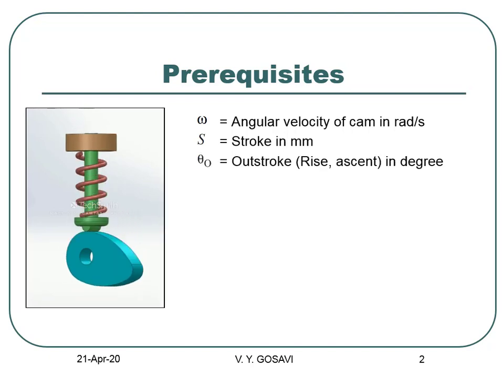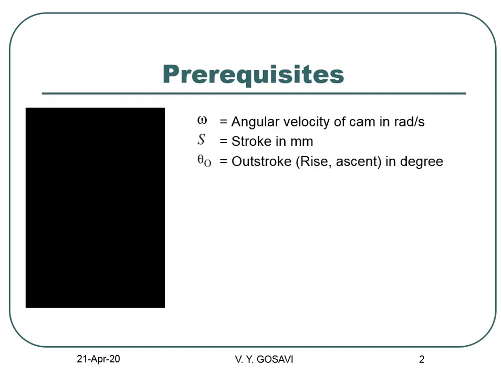You can see when the cam is rotating, the follower is moving in the upward direction. The angle of rotation of the cam when the follower travels from its lowest to topmost position is called the outstroke or rise of the follower, which is denoted by theta O.